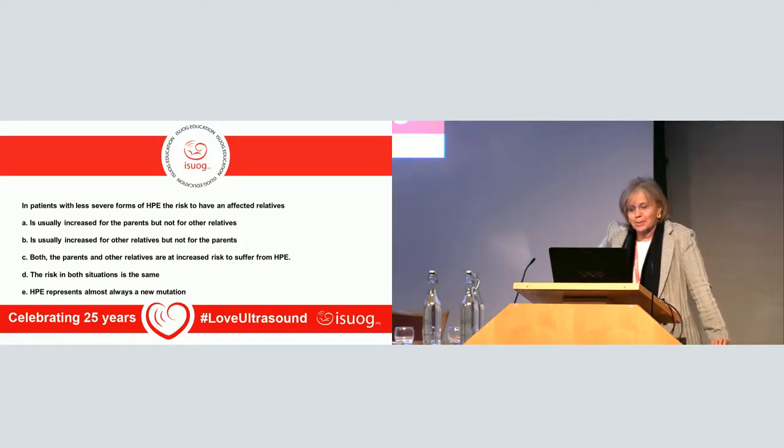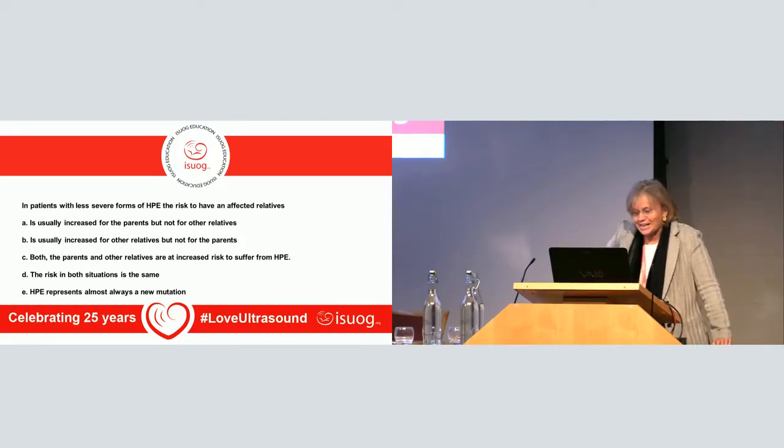A, is usually increased for the parents but not for other relatives. B, is usually increased for other relatives but not for the parents. C, both the parents and other relatives are at increased risk to suffer from holoprosencephaly. D, the risk in both situations is the same. E, holoprosencephaly represents almost always a new mutation.